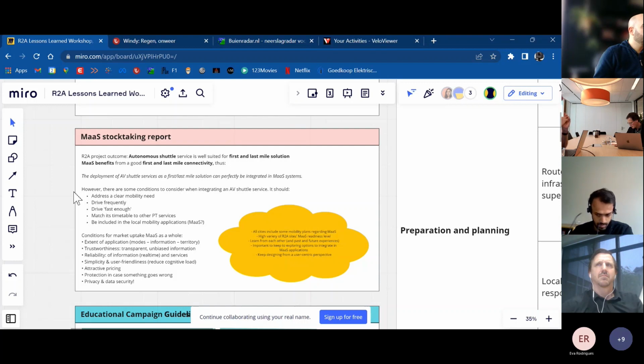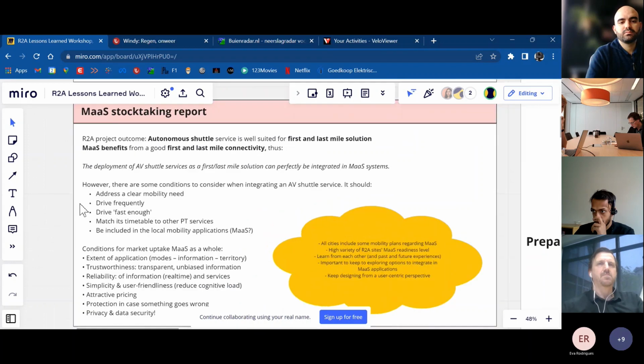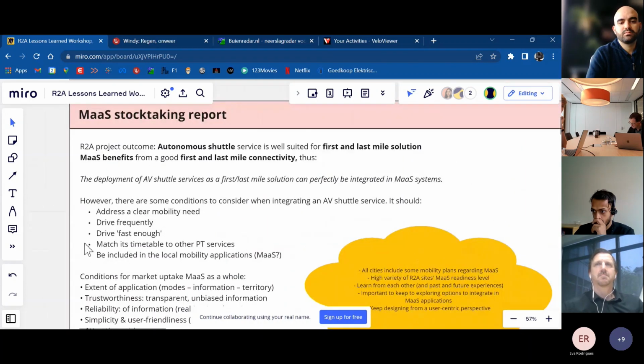In some ways, for Inverness, we have the Go High applications. I don't think they're here now, but I'm really curious to have the latest status update on how the shuttle service there is integrated in the MaaS application. So I'll be sure to check up on that and add it to the deliverable. I've added a couple of conditions for market uptake for MaaS as a whole, but it's not per se related in this case to the AV shuttles. I think these five bullets are the most important ones for now.